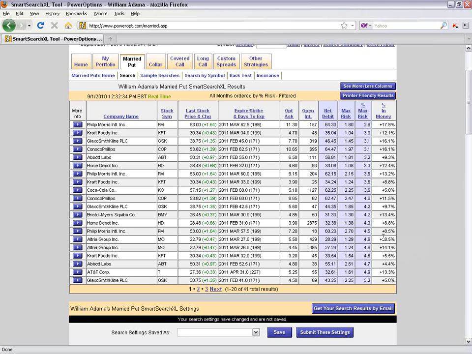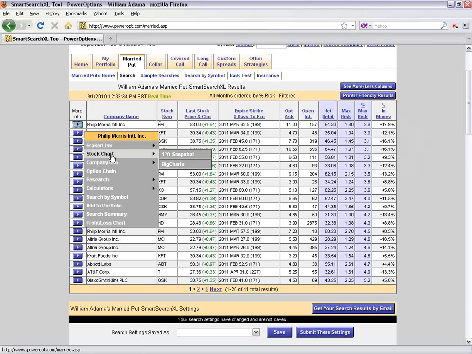Now again, Philip Morris is at the top of the list because I'm still sorting by the maximum risk from lowest to highest. We have roughly a 2.8% at risk, and we're 17.9% in the money. What would we do now? We'd follow the same steps. Okay, first step, take a look at that stock chart. Does it match the trend? Are you comfortable with the position? And analyze if you feel strong that it's going to move up in price.